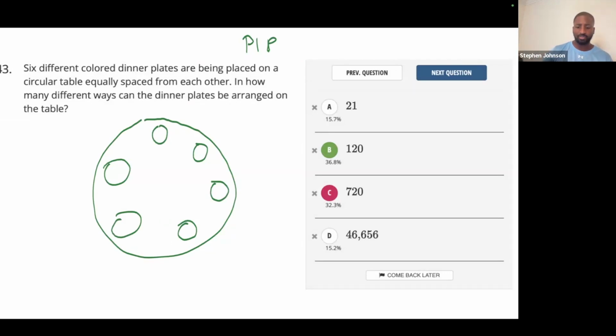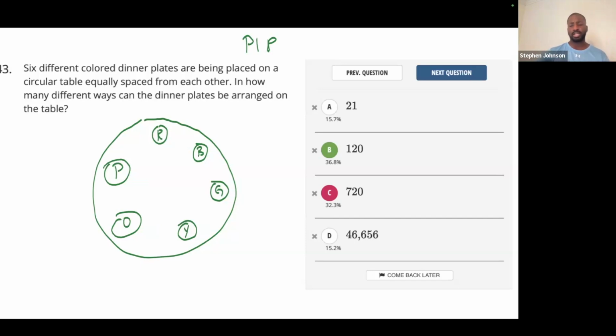We also know that these are all different colors, so I'm going to make up some colors. I'm going to say this plate is red, and this one is blue, and this one is green, and this one is yellow, and this one is orange, and this one is, let's say purple, P. All right. Then it says, in how many different ways can the dinner plates be arranged on the table?